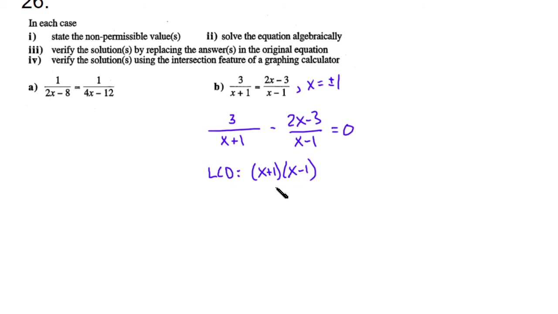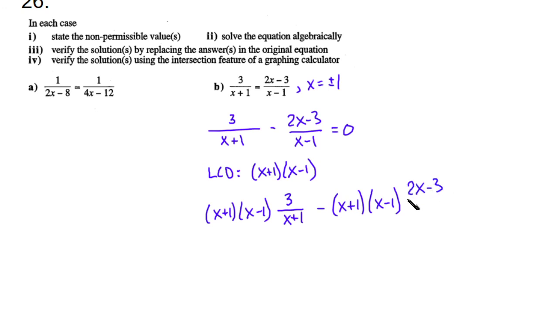So we're going to do the same thing we did in question A, where we're going to be multiplying each term by the lowest common denominator. So x plus 1 times x minus 1 times the first term, so it's going to be 3 over x plus 1 minus, and again, the lowest common denominator times the second term, which is 2x minus 3 over x minus 1 equals 0.